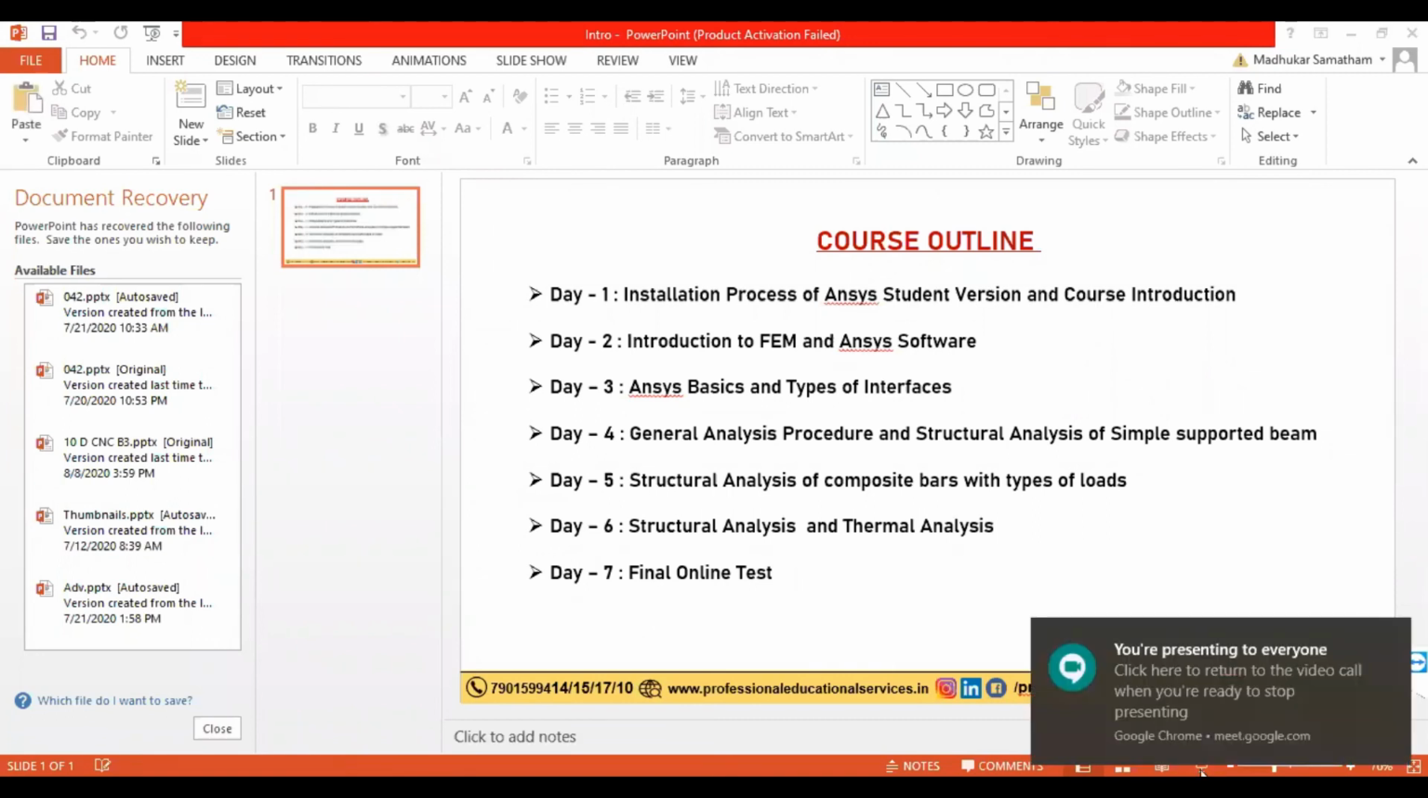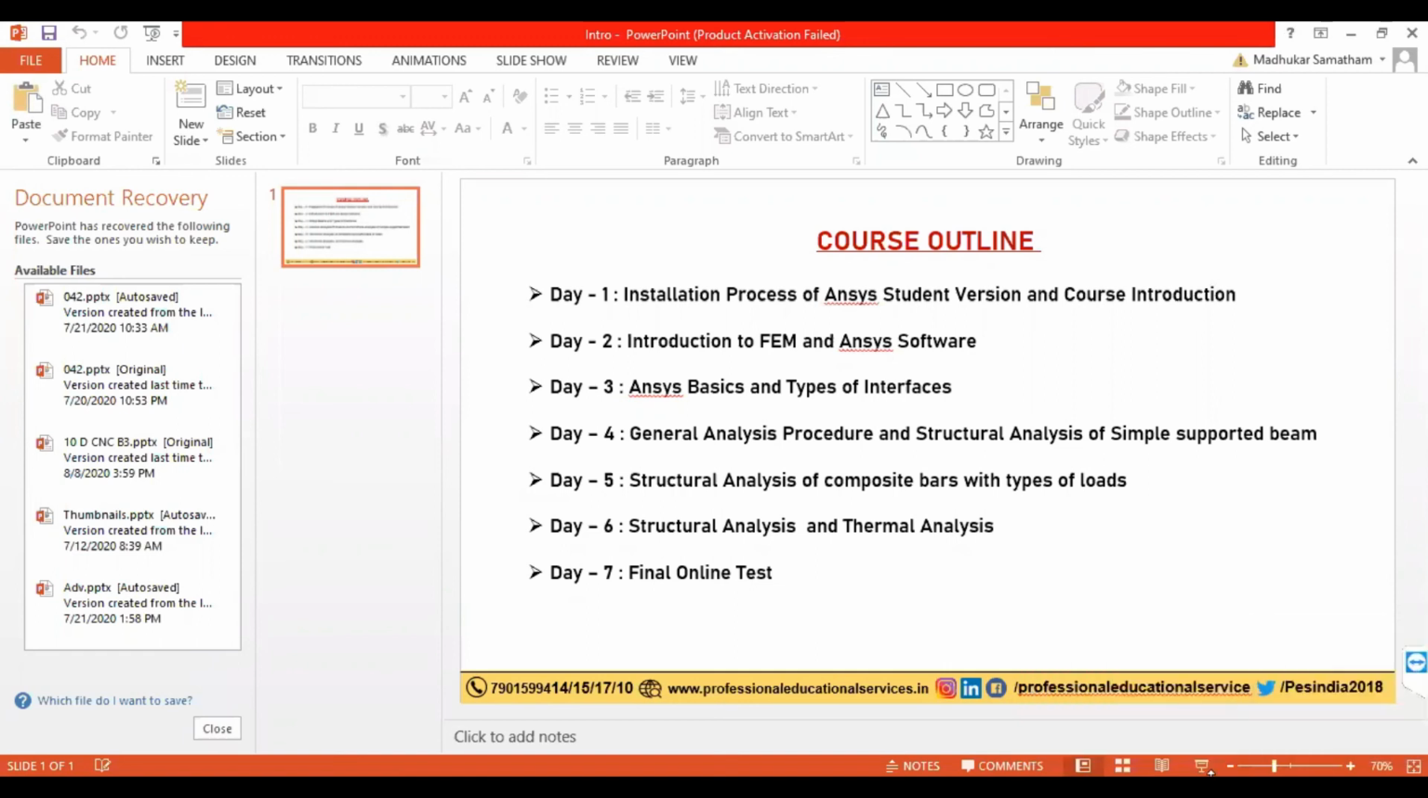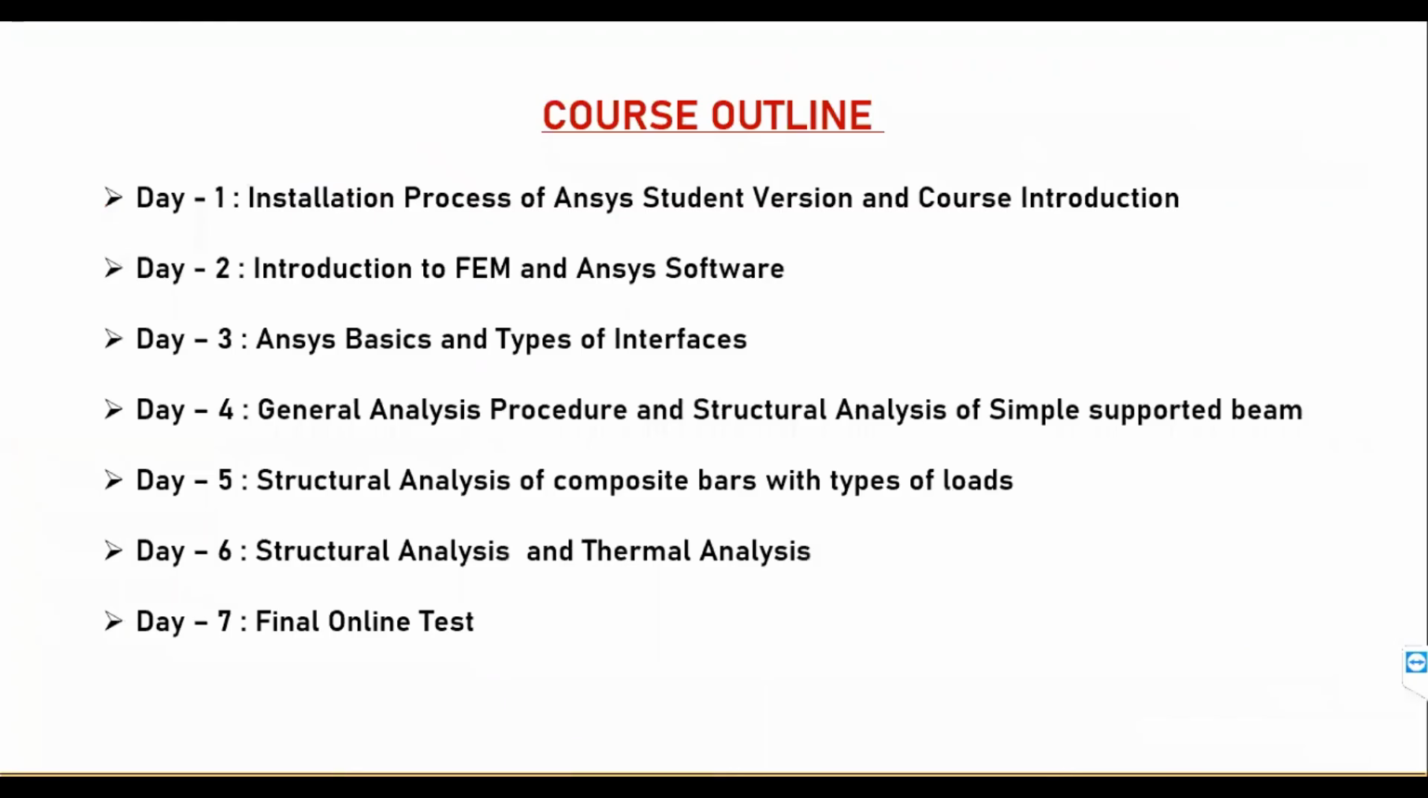On what basis are particular types of elements selected? When you go through the elements, you will understand that. But anyhow, it depends upon your problem. For a beam problem, beam elements are there. If it is a rectangular bar, rectangular elements are there. There are different types of elements, and whichever you want, you can use.